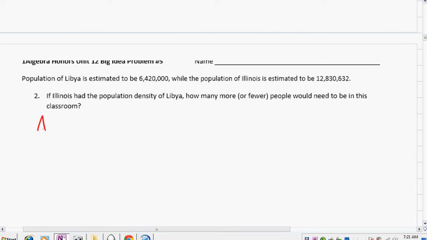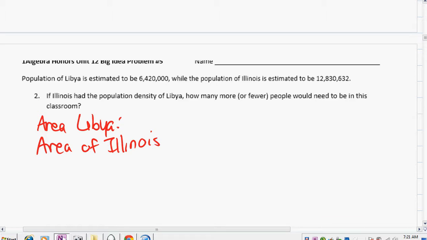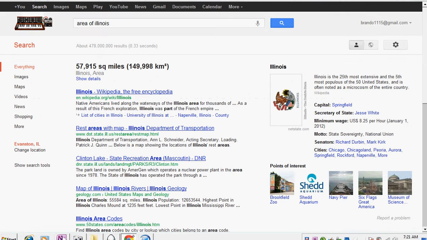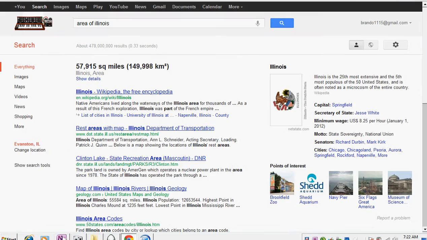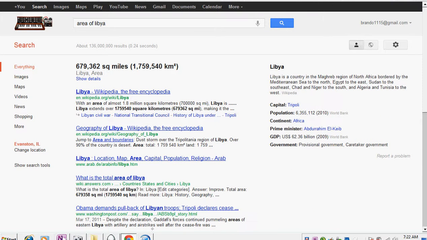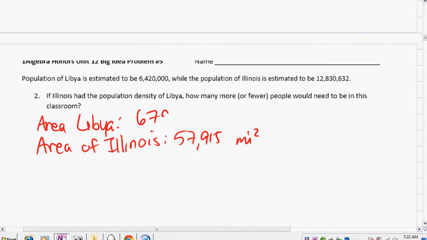So area of Libya, area of Illinois, because that will become important in this problem once I read it to you again. So 57,915 square miles versus 679,362 square miles for Libya.